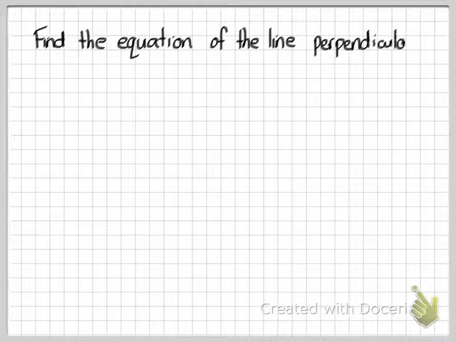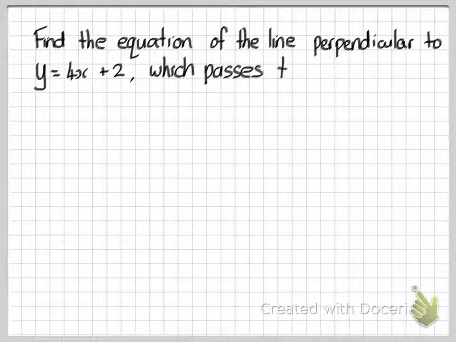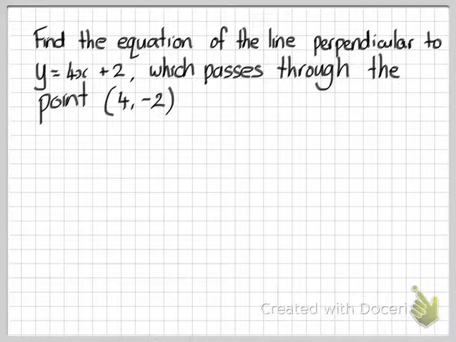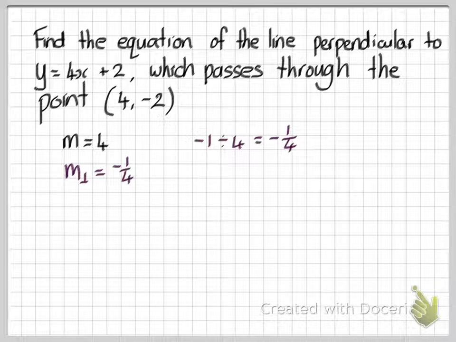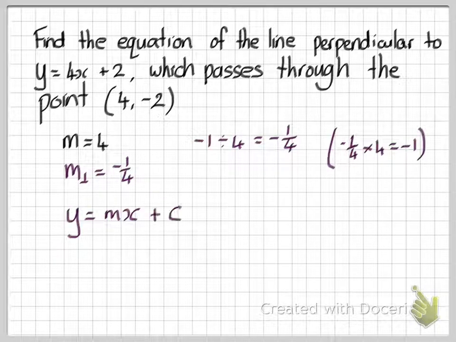Here we've got a question where we're asked to find the equation of the line perpendicular to y equals 4x plus 2, which passes through the point (4, -2). We'll identify the gradient of the current line and identify the gradient of the perpendicular line. Notice that little upside down T represents perpendicular. And that equals -1/4. Now how did I know it equaled -1/4? We take the -1 and we divide it by the gradient of the line given, and it gives us -1/4. And then you can check: -1/4 times 4 equals -1.